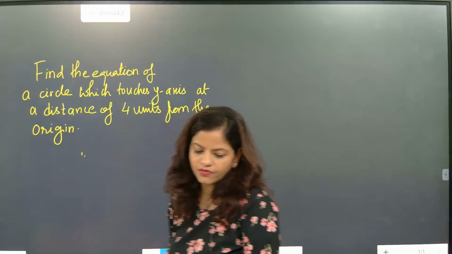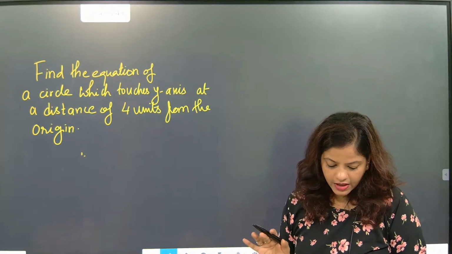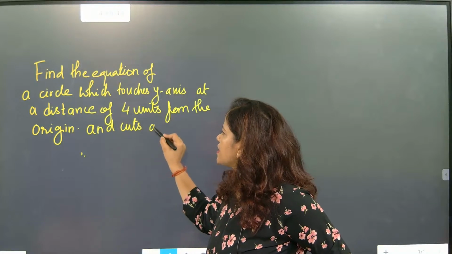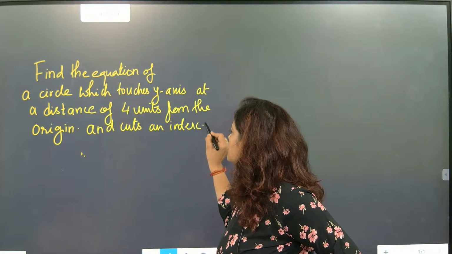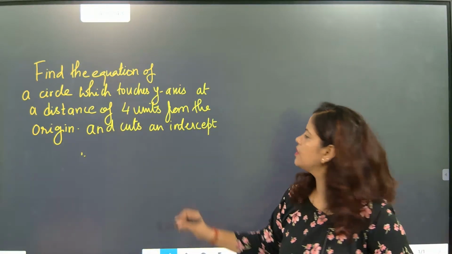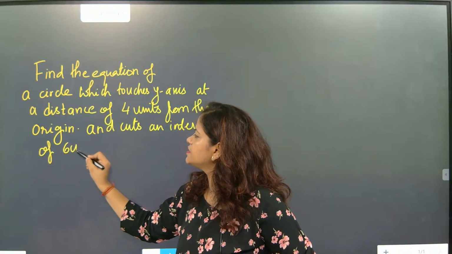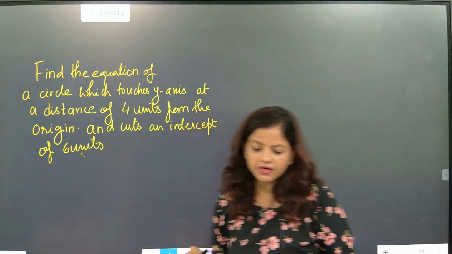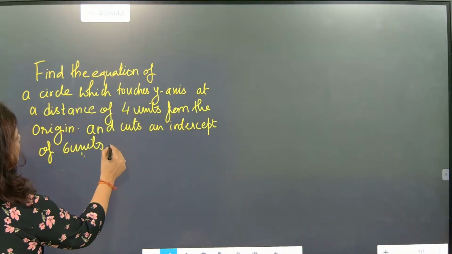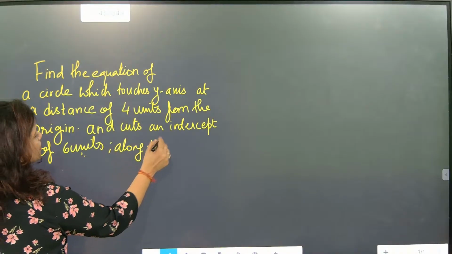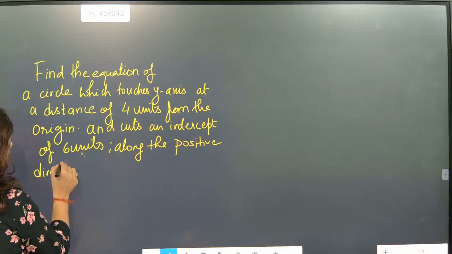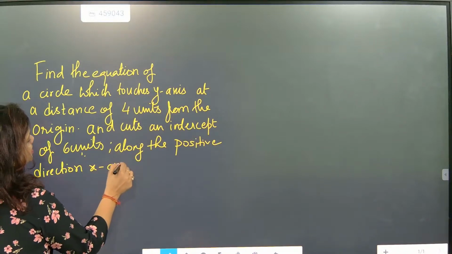Okay, at a distance of 4 unit from the origin, and cuts an intercept, note down, and cuts an intercept of 6 units along the positive direction of x-axis. Now beta, start solving this question.